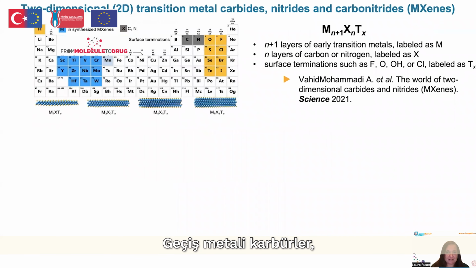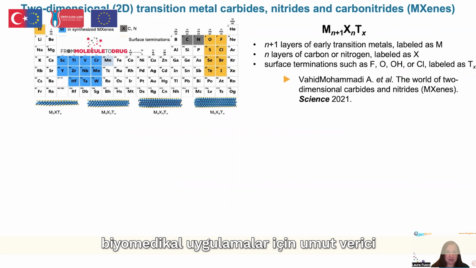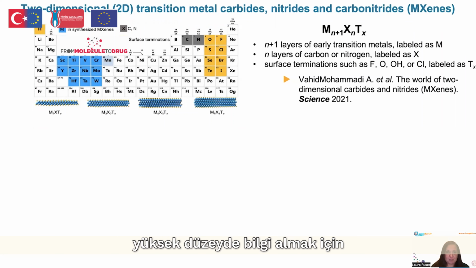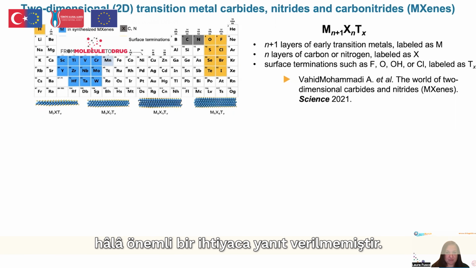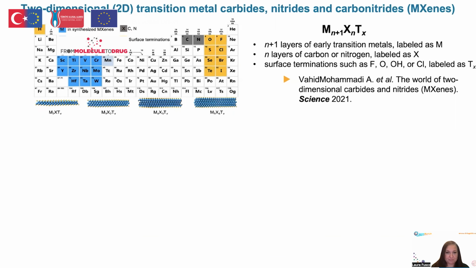Transition metal carbides, nitrides and carbonitrides, MXenes, are promising two-dimensional materials for biomedical applications. However, there is still a critical unmet need to detect and image nanomaterials within single cells and tissues while surveying a high degree of information from single samples.